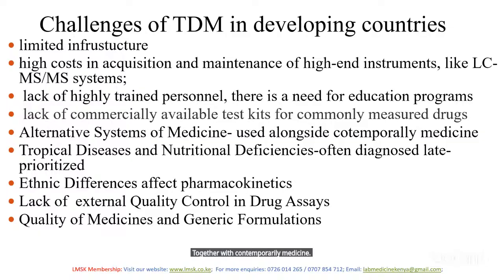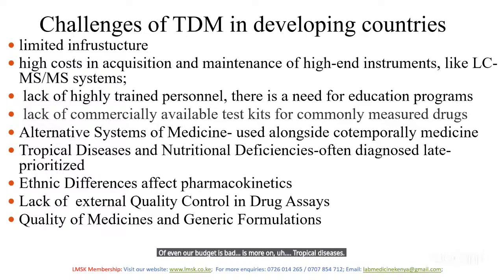And this can bring a challenge: even if we do TDM, these alternative medicines might be competing for the same receptors. So we'll not be sure. And most people tell you take this one together with contemporary medicine, and it can be a challenge. The other thing is that priority is given to tropical diseases. Most of them are nutritional deficiencies. Most of them are diagnosed late, but then they are the priority, and even our budget is more on tropical diseases.